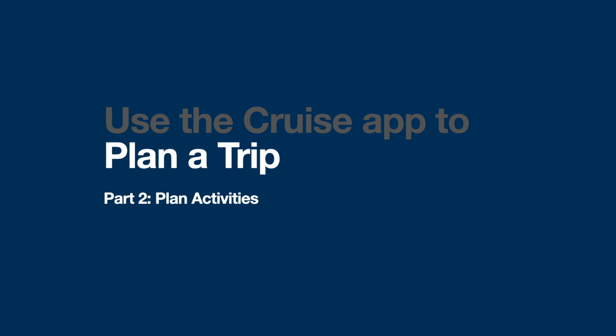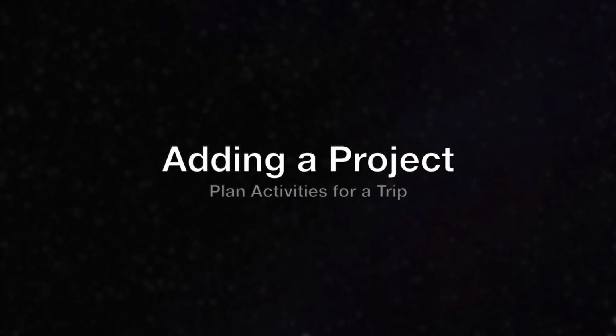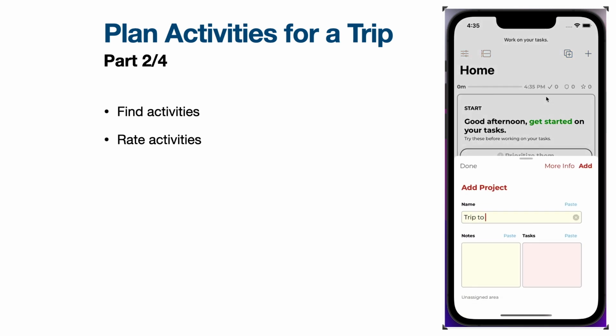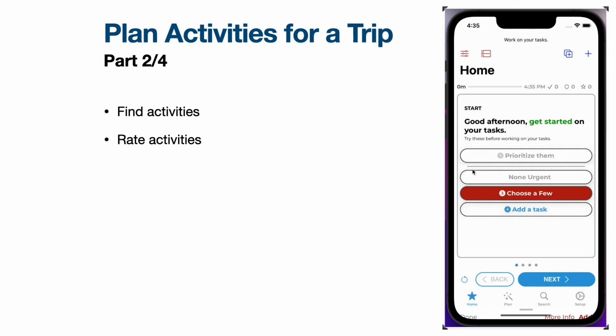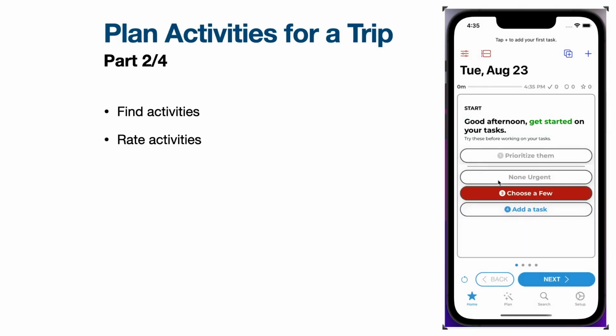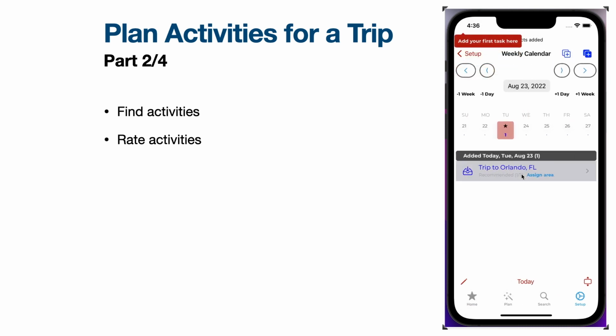Let's get started. We'll first want to add a project for the trip. Looking at the screen video here, we'll first tap on the plus sign, choose Add Project, type in the project name, tap Add and tap Done. Now that we've added our project, to find it we can go down to Setup, tap Projects, and then tap the project in the list.